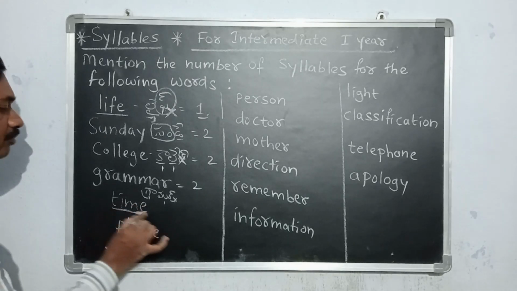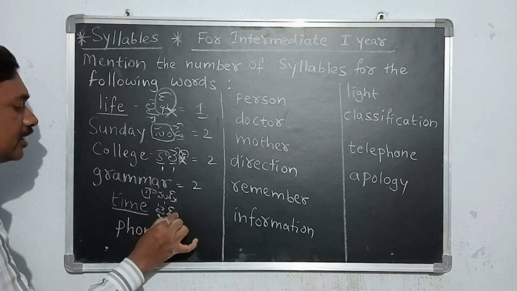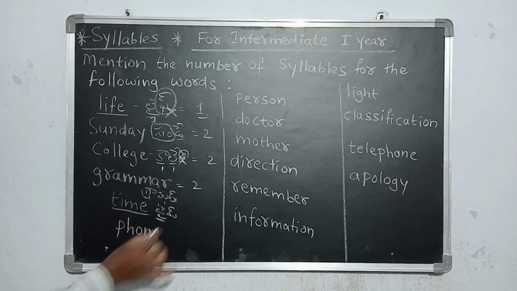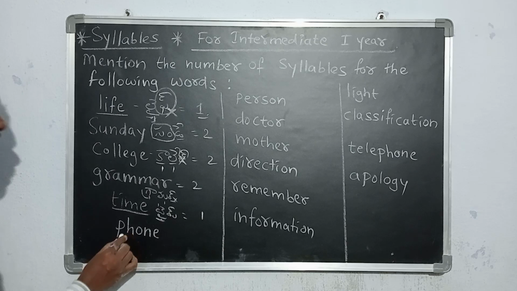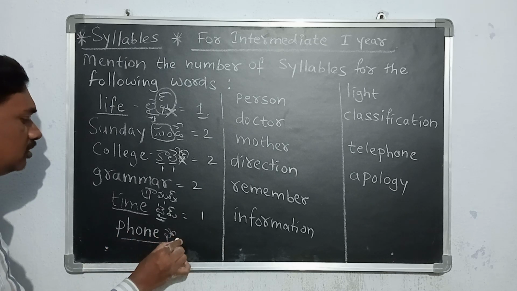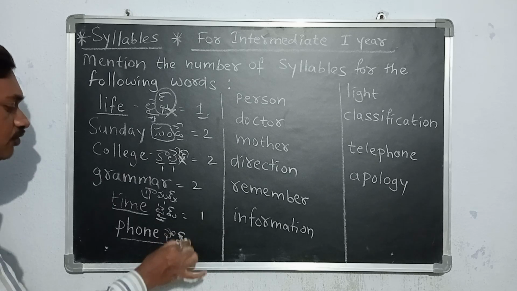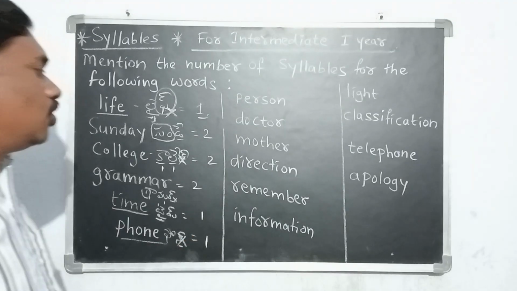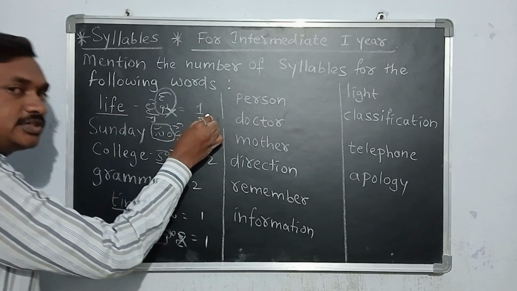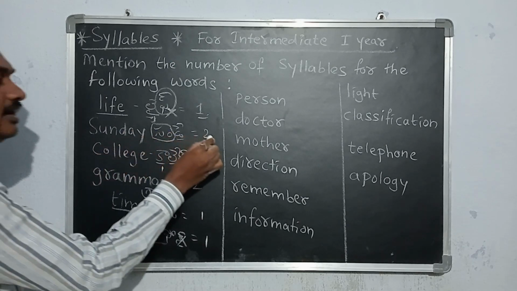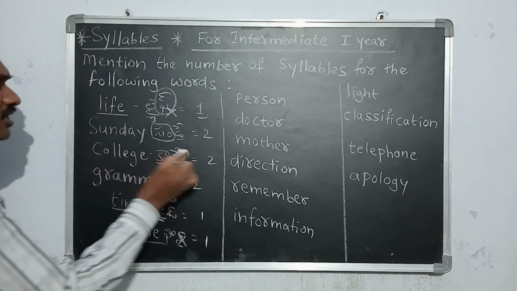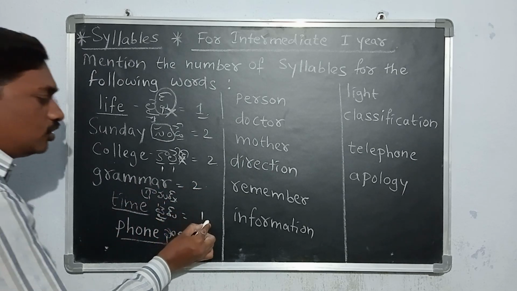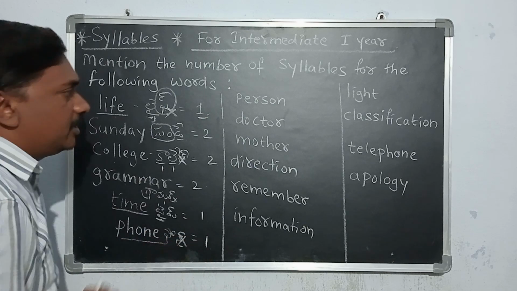Next, coming to time. In the word time, only one is counted, so it is a monosyllabic word. And phone, in the word phone, the n is a half letter, so we should not count it. There is only one syllable in the word phone, so it is a monosyllabic word. Life, monosyllabic word. Sunday, disyllabic word. College, disyllabic word. Grammar, disyllabic word. Time, monosyllabic word. Phone, monosyllabic word.